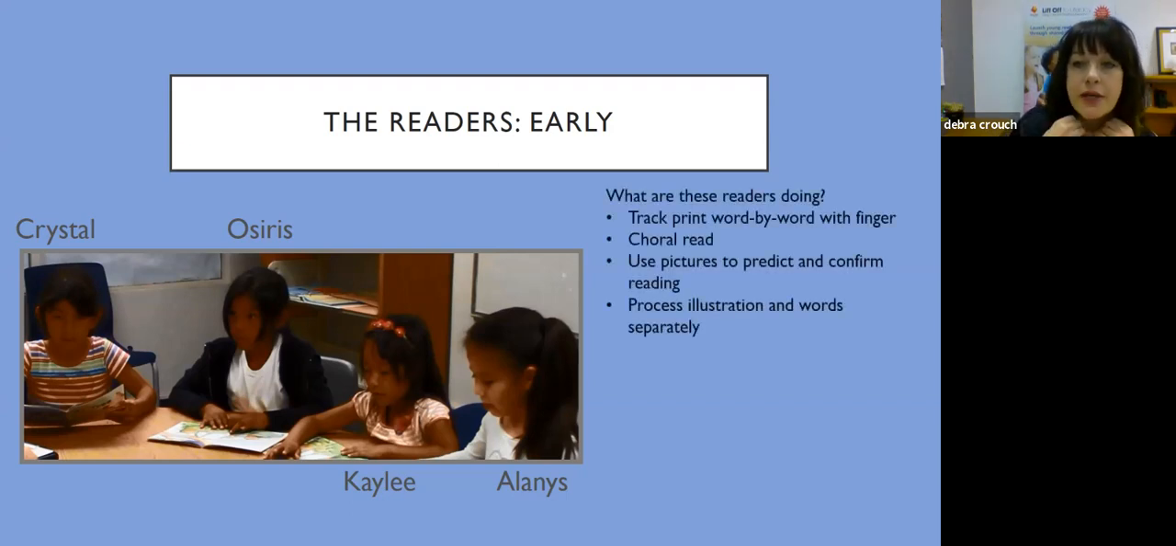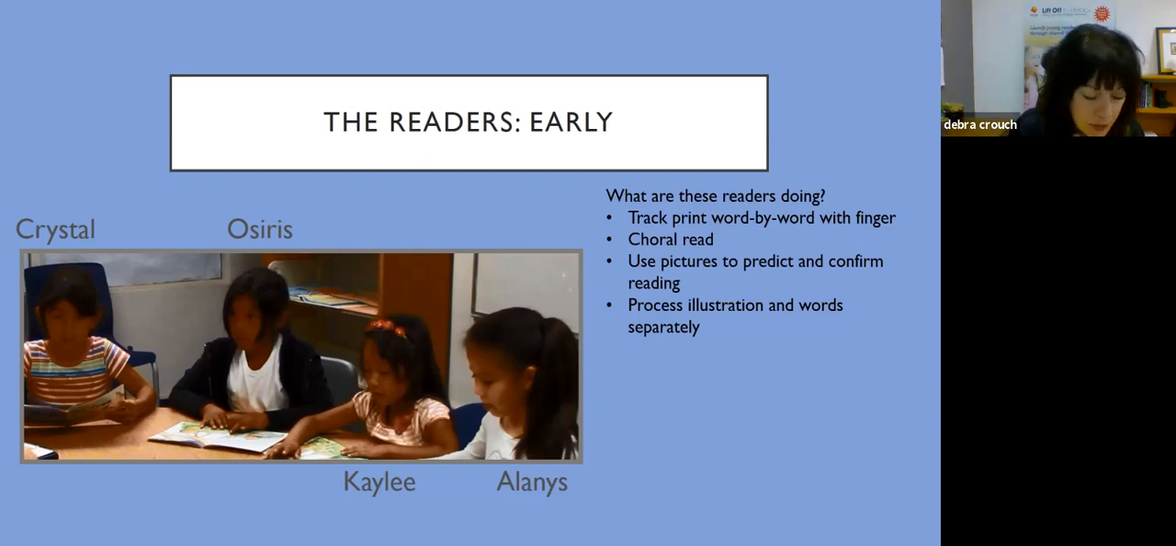So some of the things that they do as readers is they are tracking print word by word with their fingers. So you'll see this as you watch the video, that's what these girls do as they begin to process print. They also do a lot of choral reading. This was something that was a practice at their school at that time. And so you're going to see these girls, when they go to read the text, they drop right into choral reading. They use pictures to predict and confirm reading. And they seem to process the illustrations and the words separately.